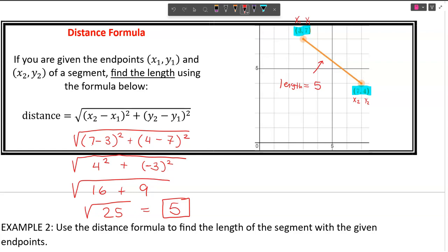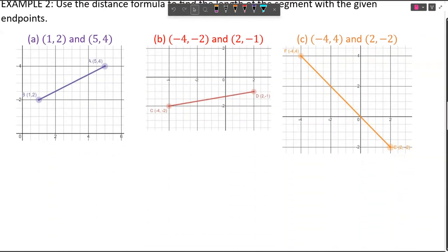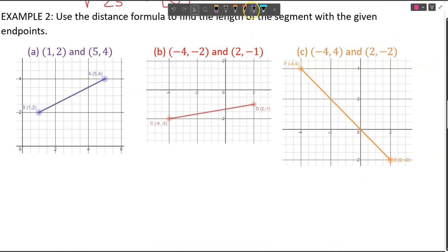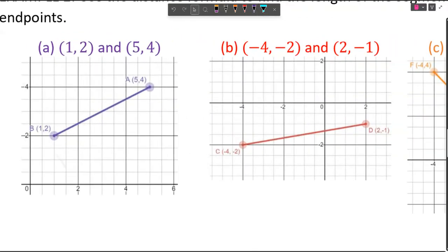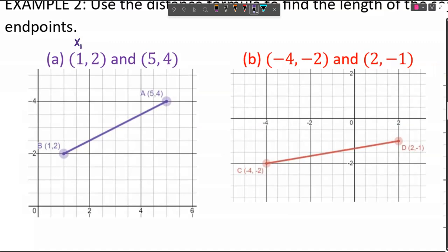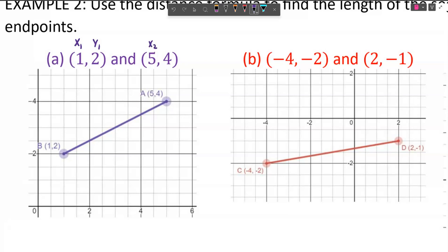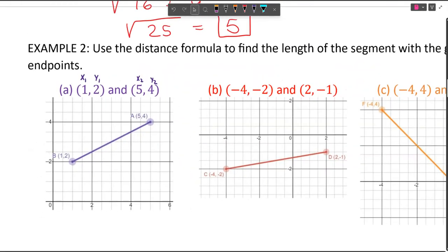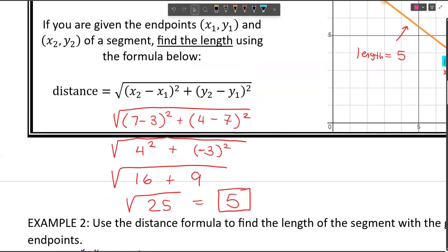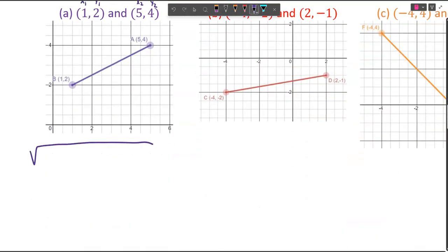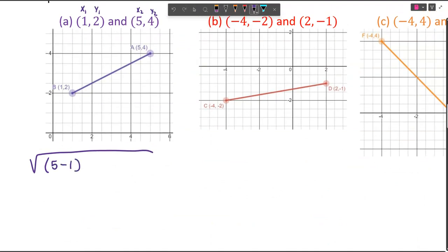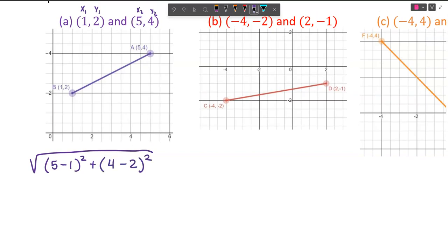So we're going to try the distance formula with 3 different examples below. And that's what example 2 is going to have us do. So let's go ahead and use the distance formula. I'm going to do the first one, and then I'm going to have you try the second 2 on your own. So I'm going to first identify the first point 1, 2 as x1, y1, and this as x2, y2. So using that distance formula, we're going to set it up as the square root of, and in the first parenthesis will be x2 minus x1, so 5 minus 1 squared. The second one will be y2, which is 4, minus y1, which is 2 here.